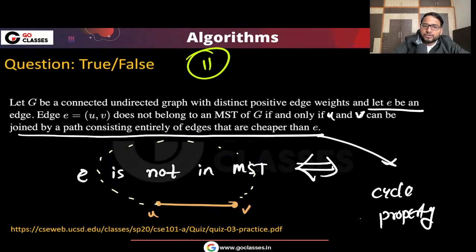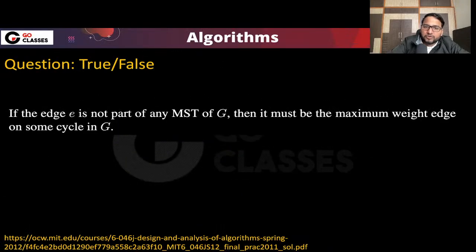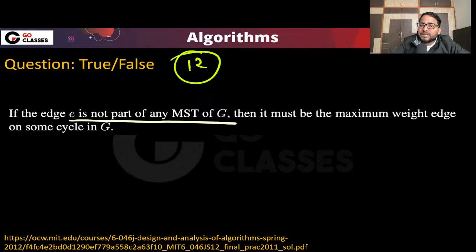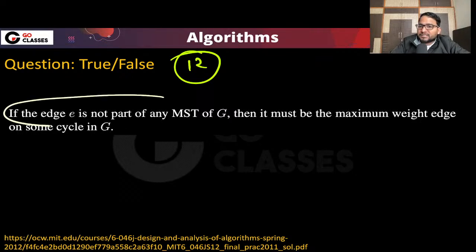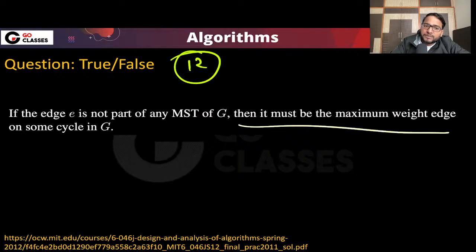Let's just solve question number 12. So what they're saying: if an edge E is not a part of any MST, then it must be the maximum edge weight of some cycle. What do you think? It is not a part of any MST, then it must be the maximum edge weight of some cycle. Yes, that is what we know, right? That is the cycle property.